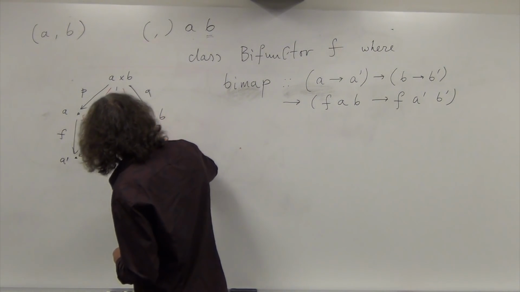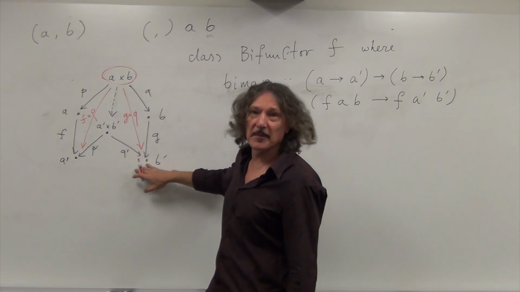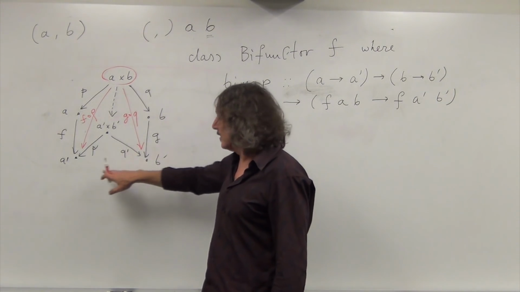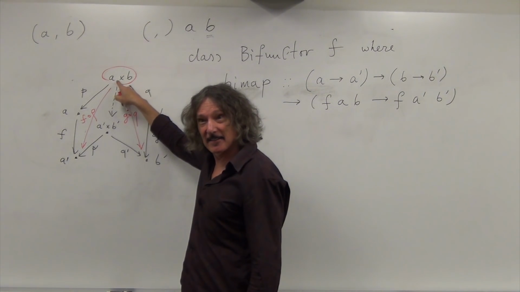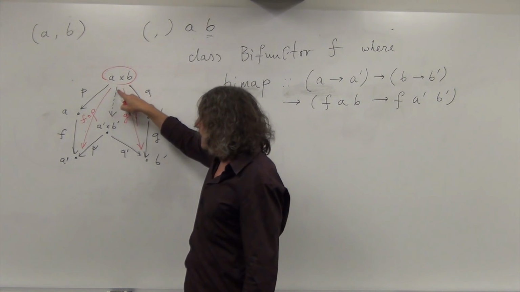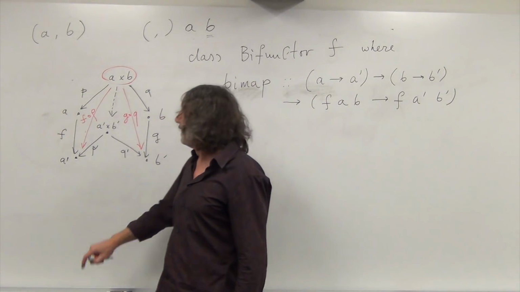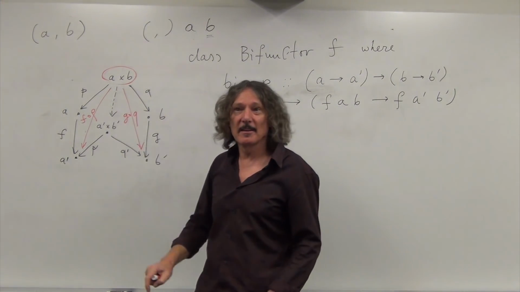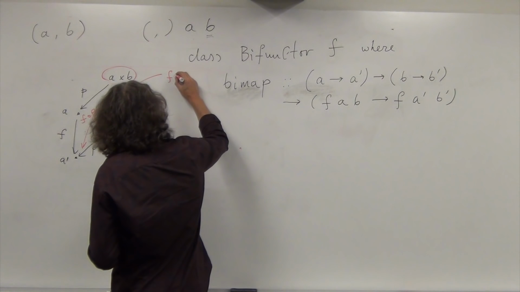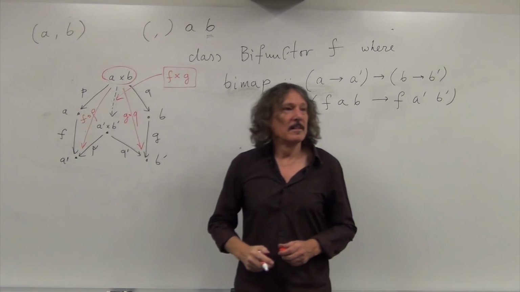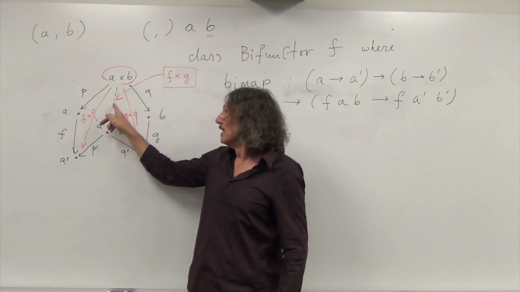So A cross B becomes a candidate for a product of A prime, B prime. But the product of A prime, B prime is this guy. We know that, by definition. So this is a fake candidate. But for every fake candidate, there is a unique arrow from the fake candidate to the actual guy. So there is a unique arrow here. I'm going to call this arrow F cross G. That's my definition, that's my lifting. I have just constructed this arrow using universal construction, and I call this arrow F cross G.